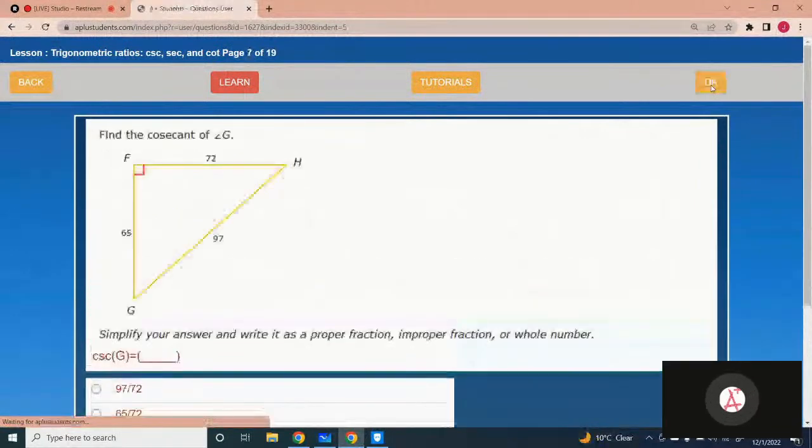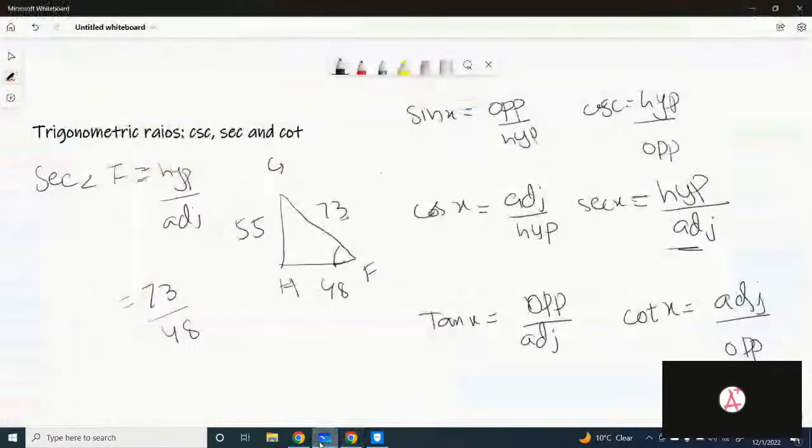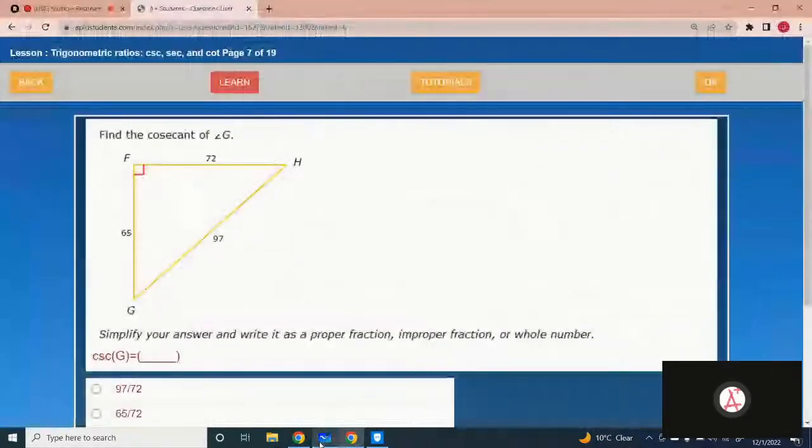Okay, the next one is cosecant of angle G. Cosecant of angle G is hypotenuse divided by the opposite. The hypotenuse is the same, it would be 97, and the opposite is the side that is opposite to G, so it would be 97 over 72. Just select the correct option, then click on the OK button.